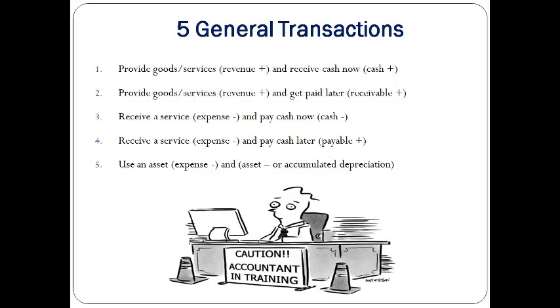There are 5 general transactions that occur repeatedly when a company conducts business. Business consists of providing goods and services to customers and receiving services and using assets in order to provide to customers. Take a moment to read through the different transactions that consistently occur. There are a few others, but these are by far the most common.